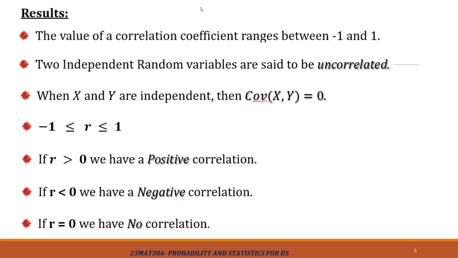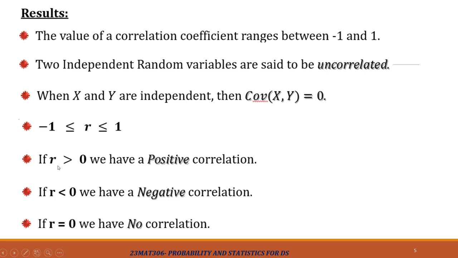Next, these are the important properties. Always the correlation coefficient lies between -1 and +1. Two random variables that are independent have no dependent nature between them, so they are always uncorrelated. When x and y are independent, then the covariance of x and y is always 0. And what is the correlation coefficient? It lies between -1 and +1.